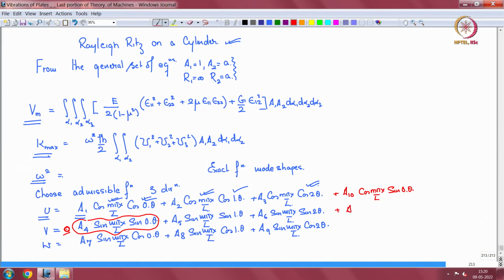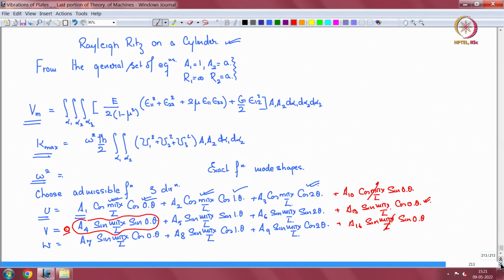plus A13 sin m pi x by L cos 0 theta plus A16 sin m pi x by L sin 0 theta. So, these two are not there. So, now if you put this mode in here, you will capture the n equal to 0 torsional mode, axisymmetric torsional mode you will capture.